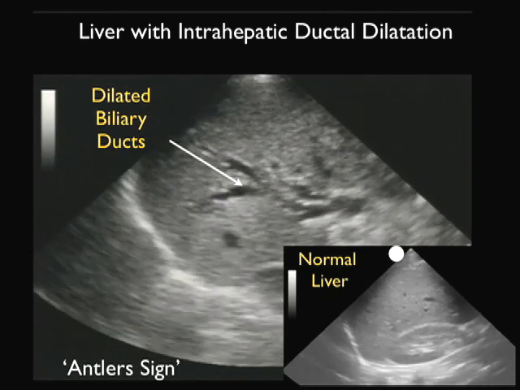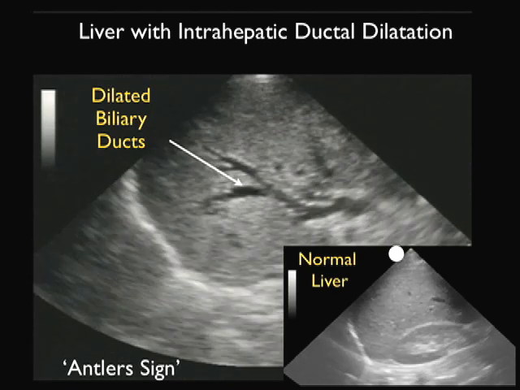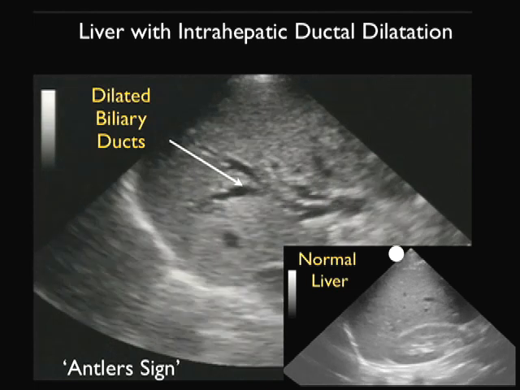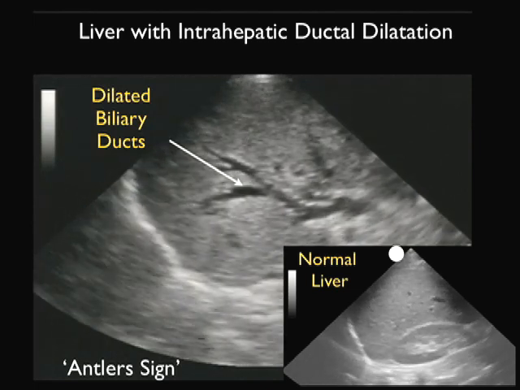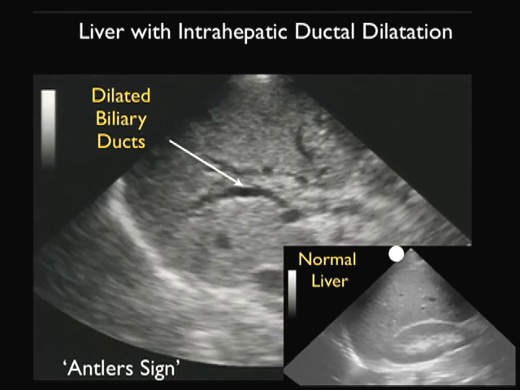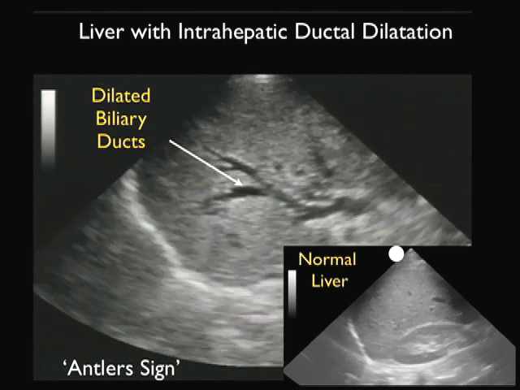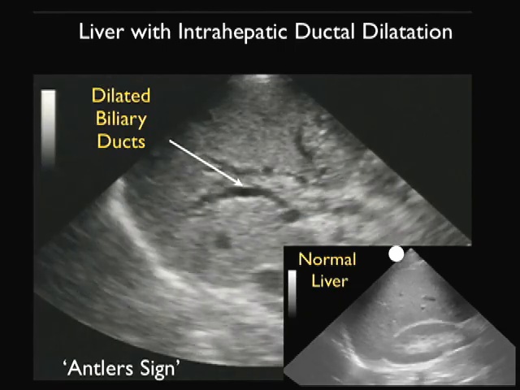And we see a normal liver shown to the bottom right here. Notice the normal liver has none of this crisscrossing channel-like appearance that we see with intrahepatic ductal dilatation. So another finding that should trigger you to get another imaging study, as this is an abnormal liver.